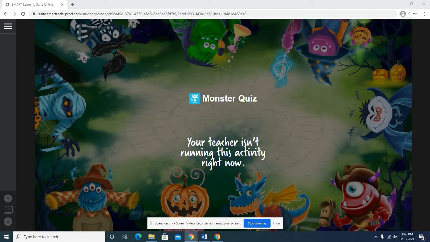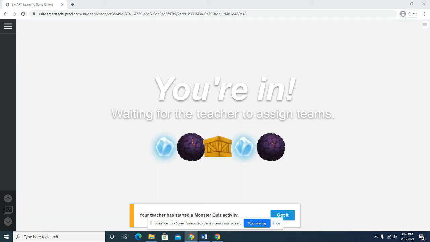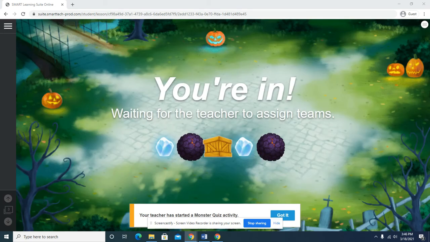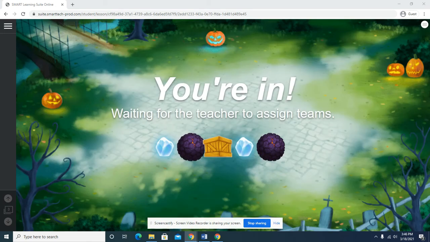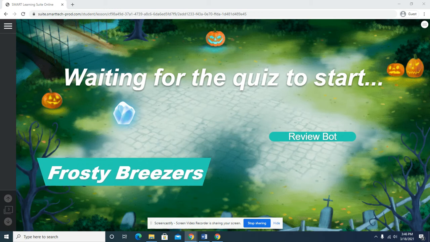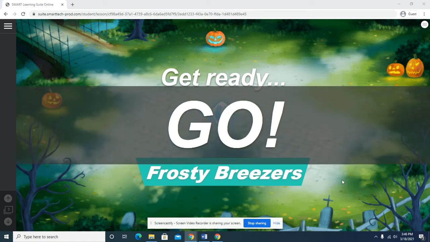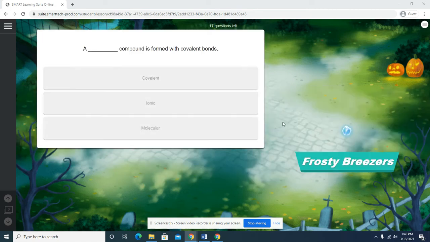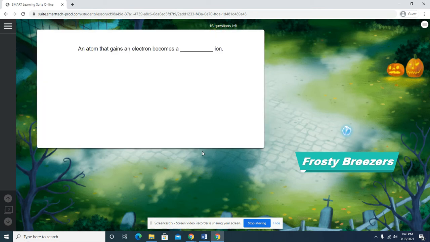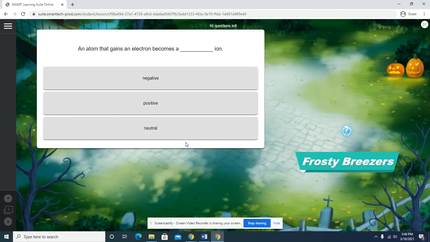And finally, we have the monster quiz. And yes, I named myself Review Bot. A blank compound is formed with covalent bonds. Ionic, ionic, covalent, molecular. An atom that gains an electron becomes a negative ion.